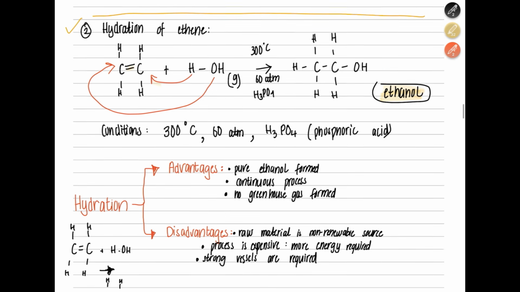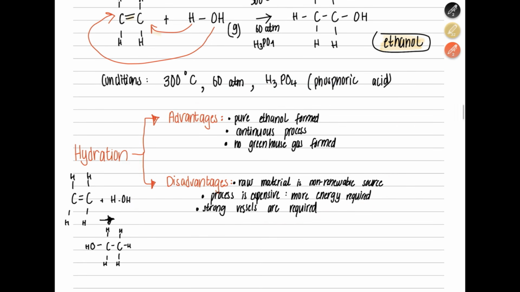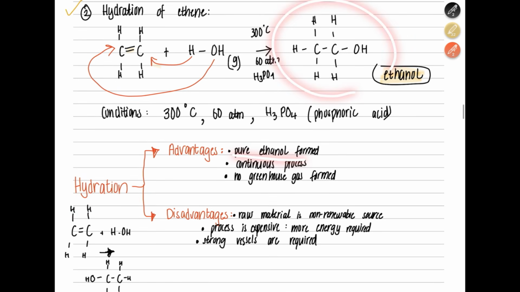The advantages of this are very important because you can get a lot of questions based on this. So if you have hydration, what are the advantages? First, you get pure ethanol, right? You only have ethanol here. It's a continuous process. It does not stop. The yeast is not being killed by the ethanol, and also no greenhouse gas is formed. Carbon dioxide is not formed, right?